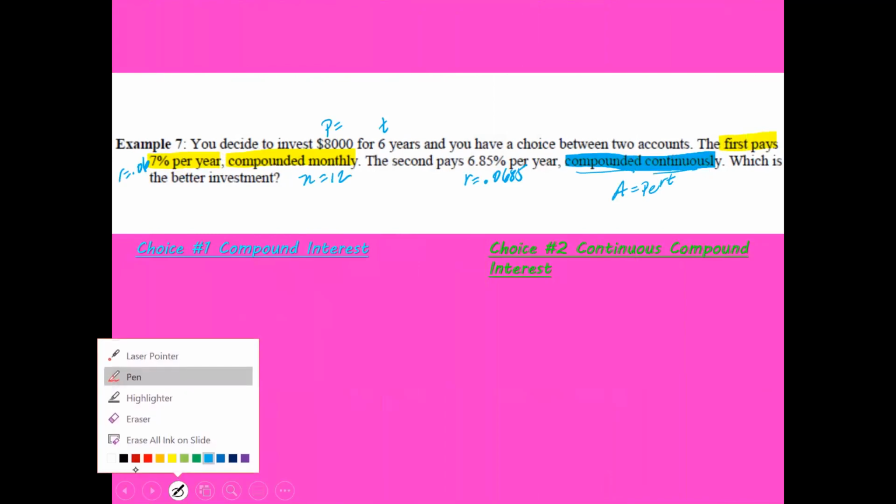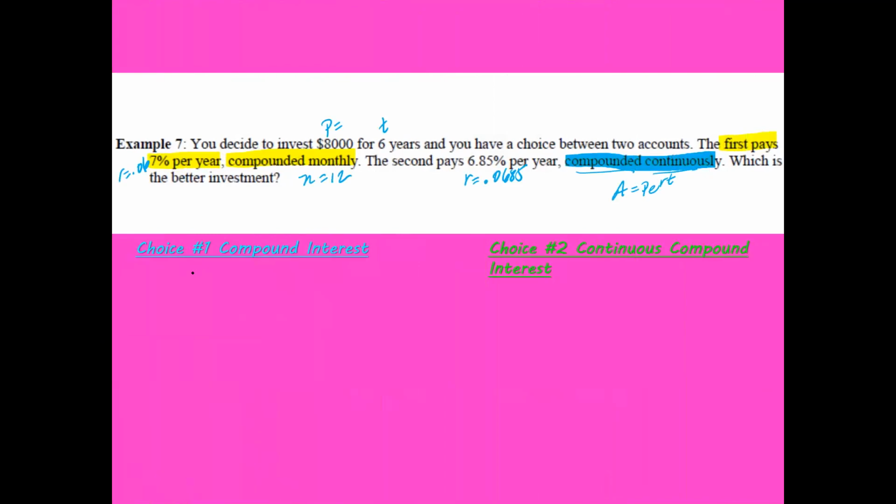So let's go ahead and write this down. Your compound interest is going to be with the formula A equals P times (1 plus r over n) to the nt. Your continuous compound is A equals PERT, like that. So let's go ahead and plug this in. 8,000 times (1 plus 0.06 over 12) to the 12 times 6, because it's 6 years.